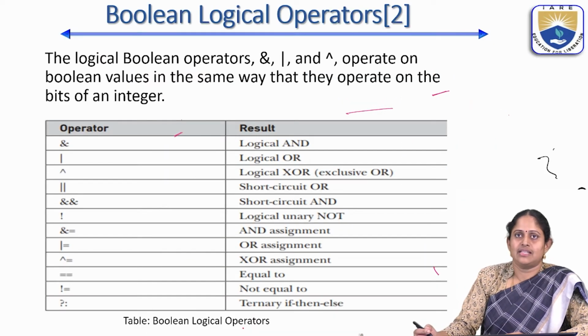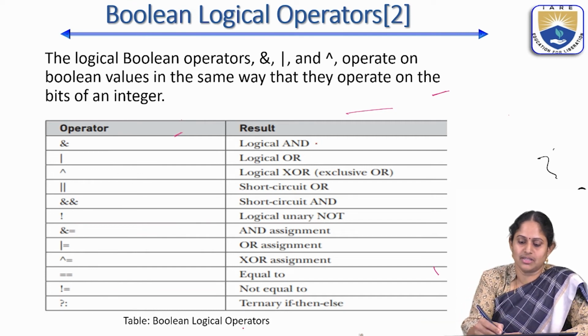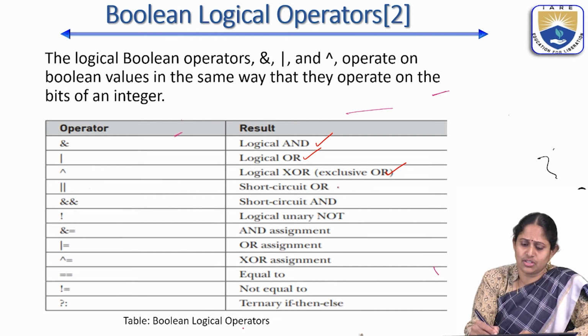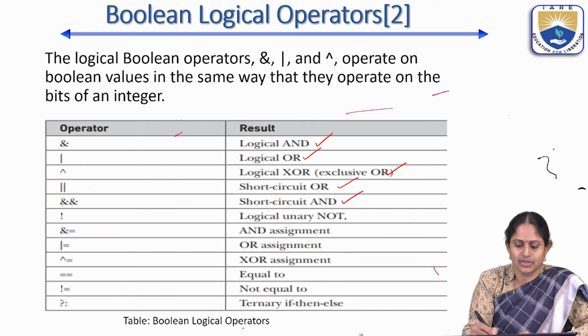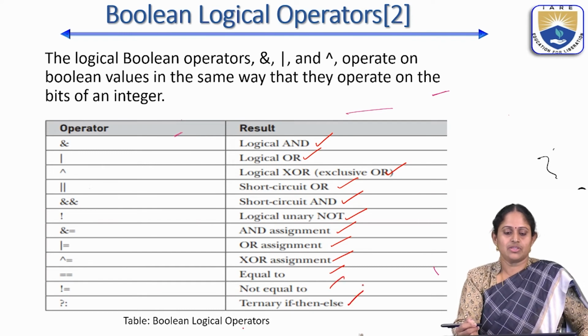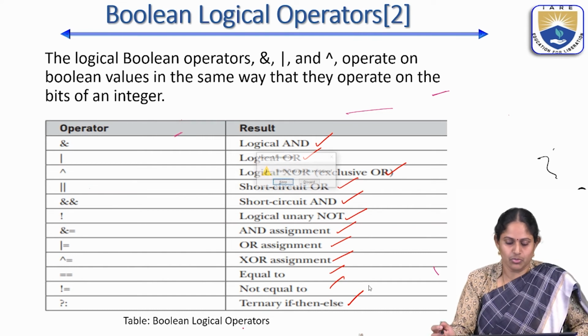Next we have the Boolean logical operators. These are the Boolean operators: logical AND, logical OR, logical XOR, short circuit OR, short circuit AND, NOT, AND assignment, OR assignment, XOR assignment, equal to, not equal to, and ternary. Now let's look into an example of Boolean operators.